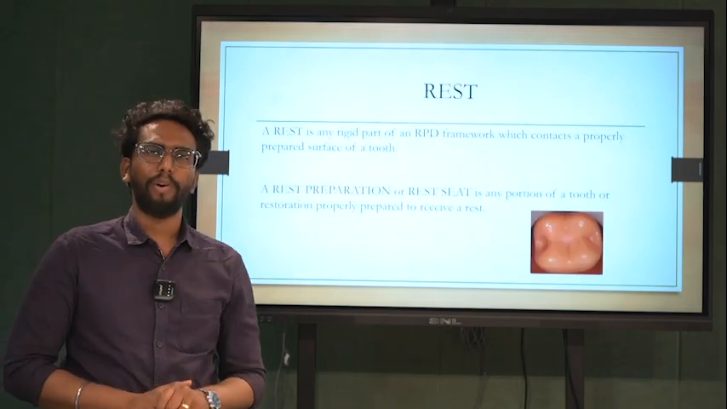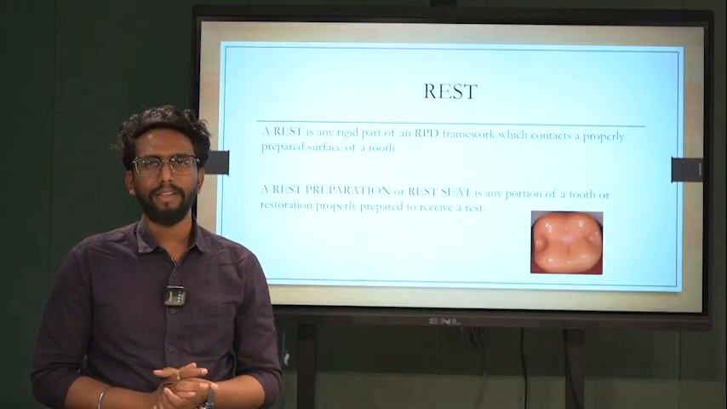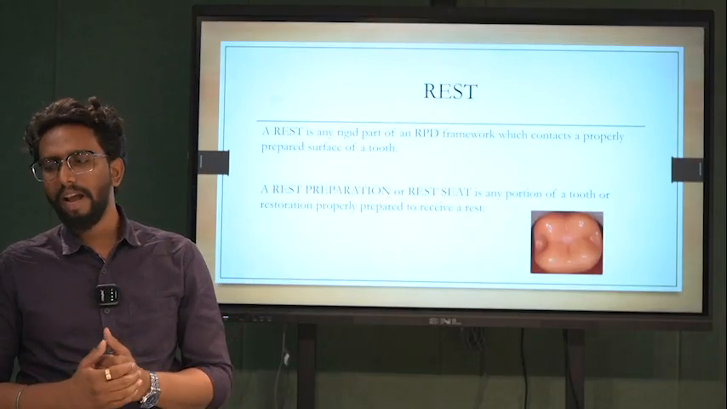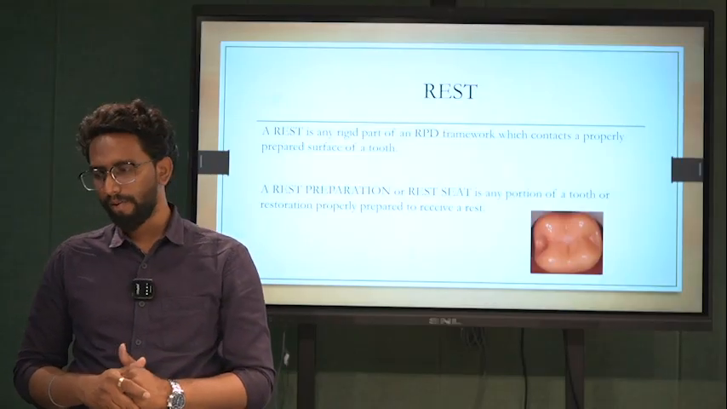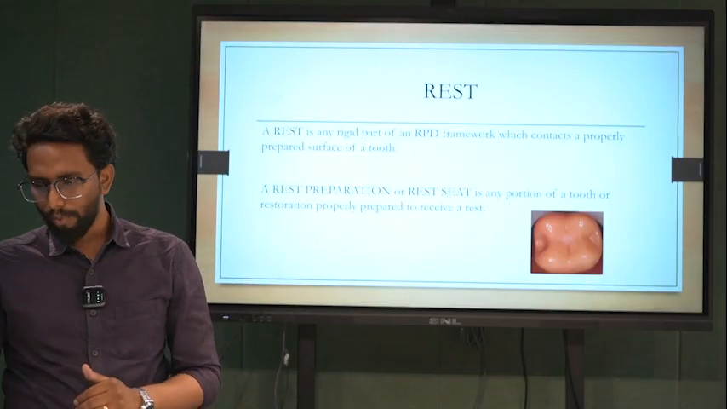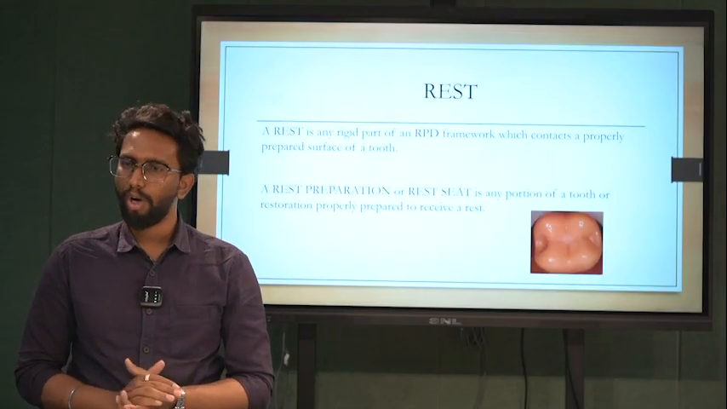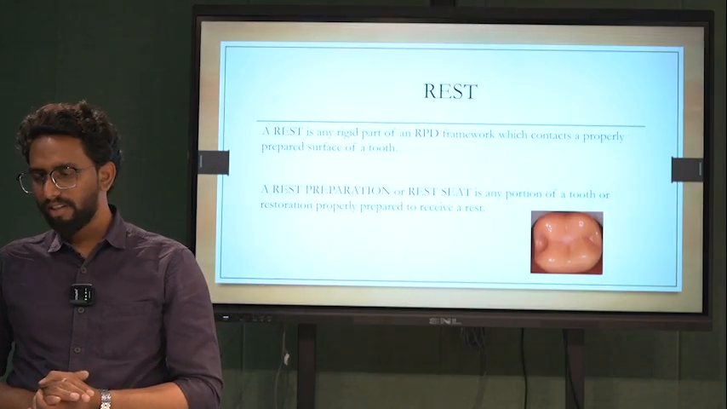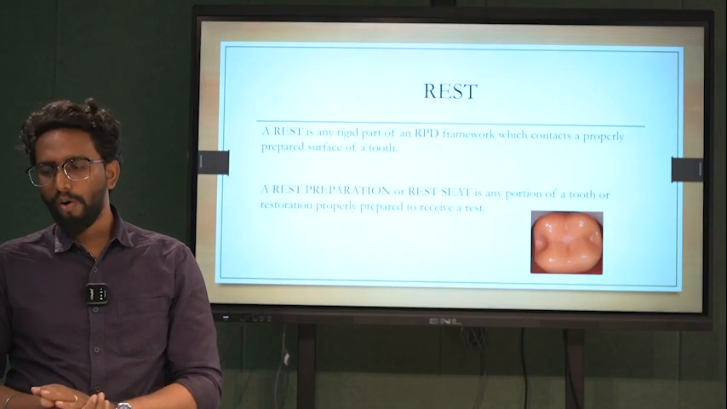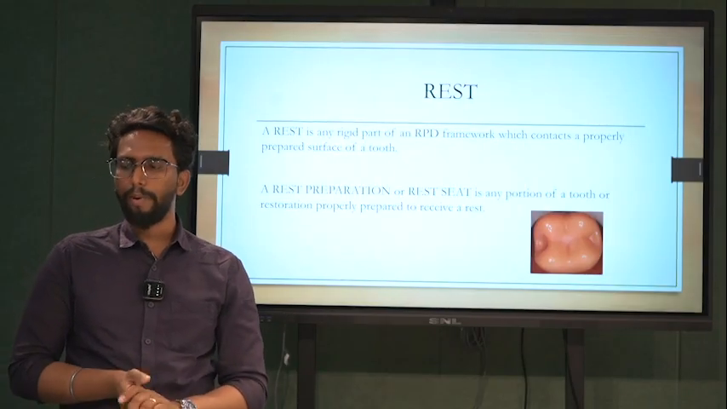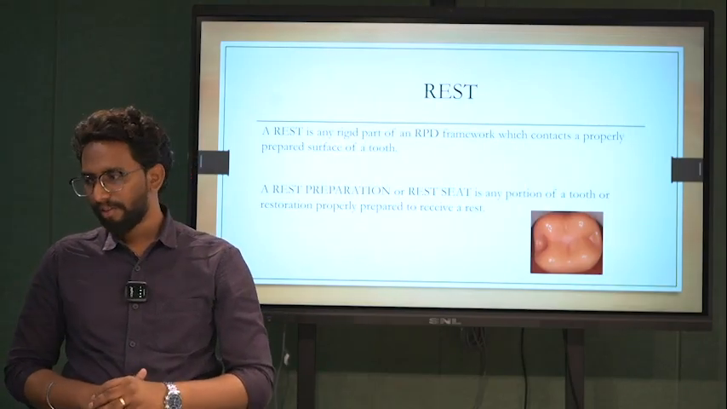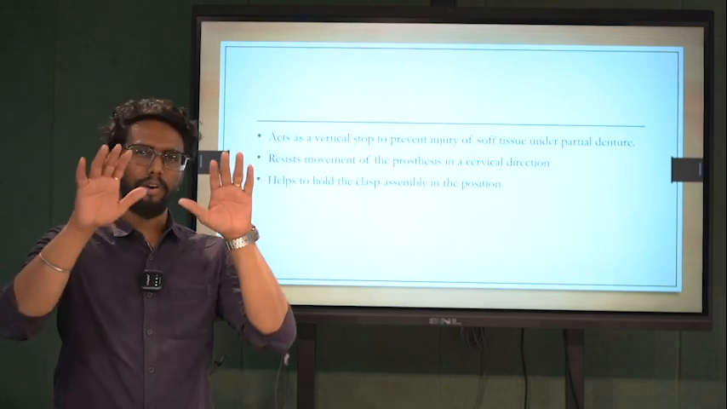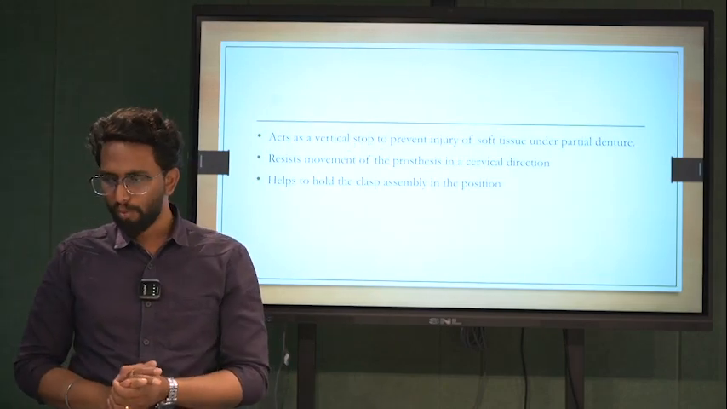Now the next component of our RPD is the occlusal, or we can say a rest. A rest is any rigid part of an RPD framework which connects to a properly prepared surface of a tooth. A rest preparation or rest seat is any portion of a tooth or a restoration properly prepared to receive a rest. So the main function of this rest is to prevent the vertical movement of the prosthesis.